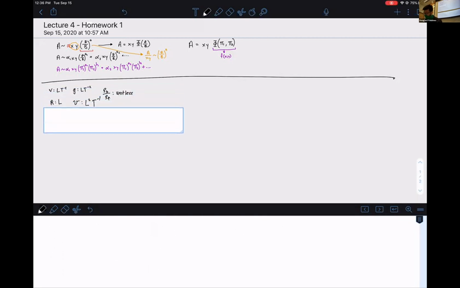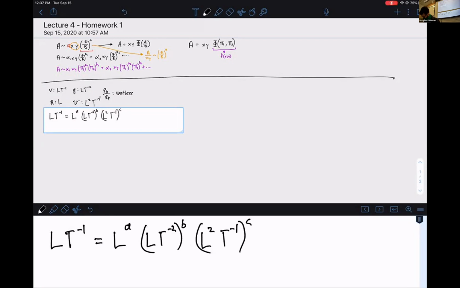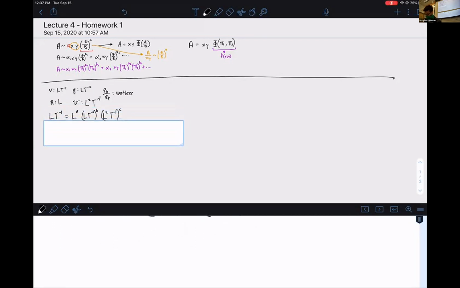So if I scroll down and write that out, it becomes LT inverse equals L to the A, which was the radius, times LT minus 2 to the B, which is the acceleration of gravity, and then your kinematic viscosity, L squared T inverse. I'm going to ignore it for now, but the basic idea is that rho b over rho f is already another pi group, or a dimensionless function off to the side. This leaves just a solution of linear equations: a plus b plus 2c equals 1, minus 2b minus c equals minus 1, and 2b plus c is equal to 1.